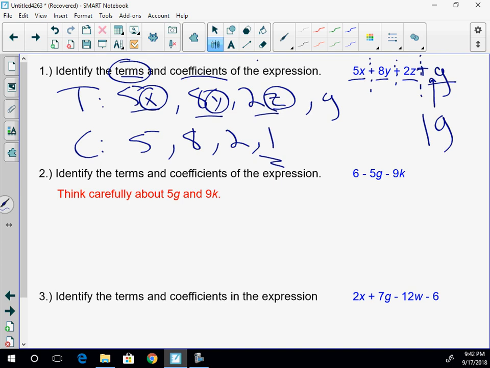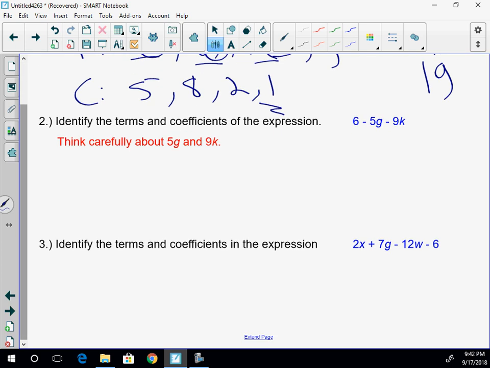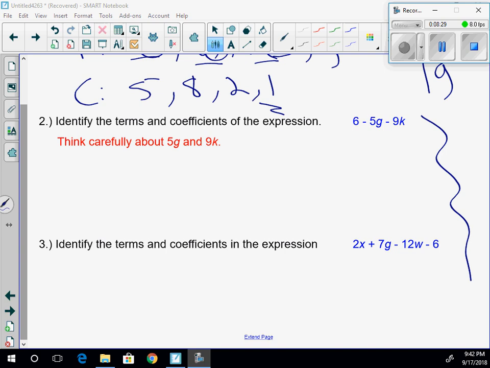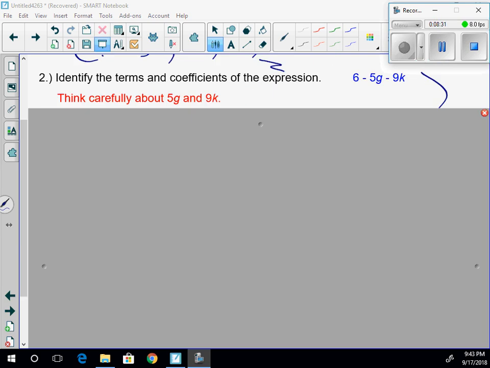Okay, moving on. Number 2, identify the terms and coefficients of the expression. What I would like you to do is to work on these two independently or with your groups, and then in a second after you pause the video, take a look at what they are, and then see how you did. All right, so hopefully you've had some time to work on this. And now let's go ahead and take a look at what they are.